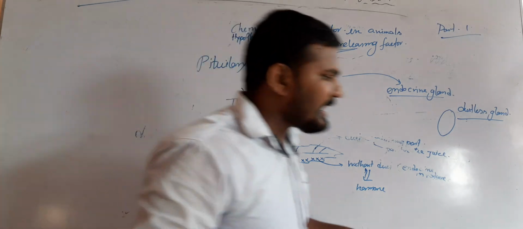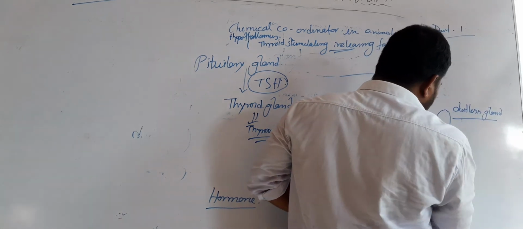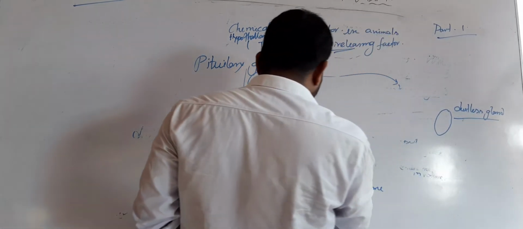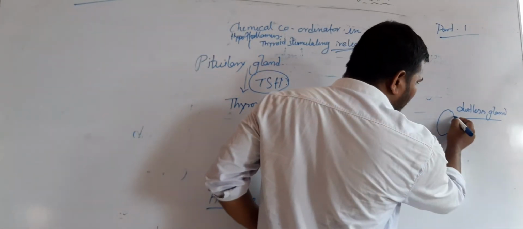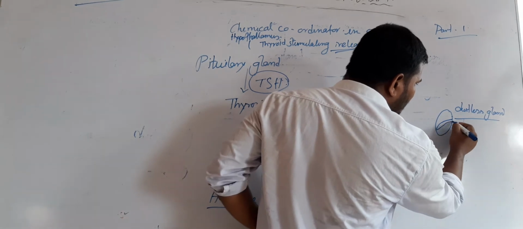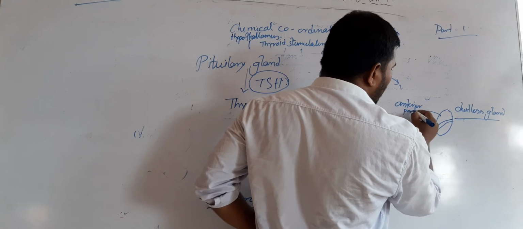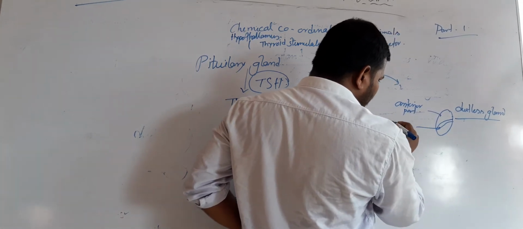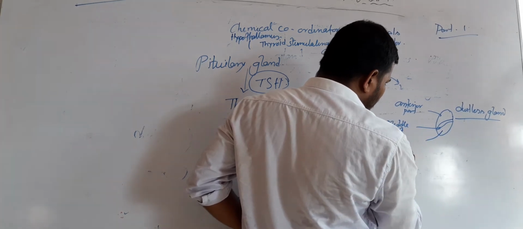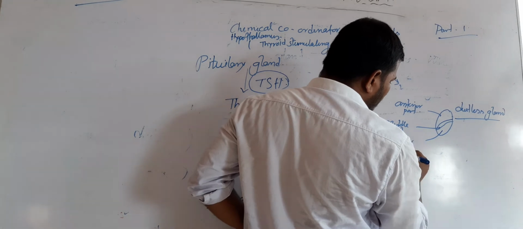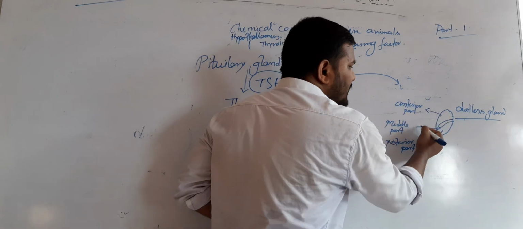Now we are going to discuss the structure of the pituitary gland. Generally, the pituitary gland is a pea-foot-like gland and has three parts. The anterior part, the most important part. The middle part. And the posterior part. From each part, the pituitary secretes different types of important hormones.